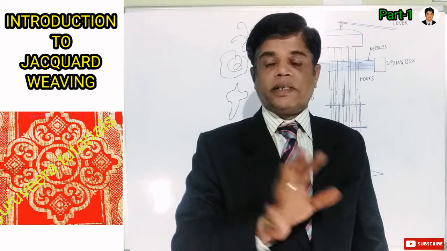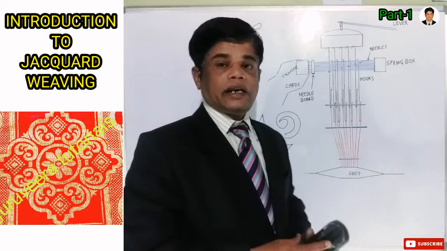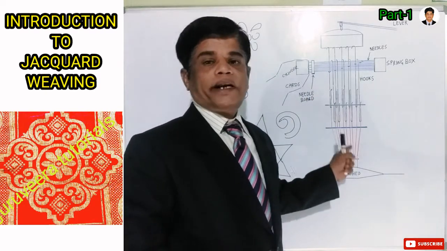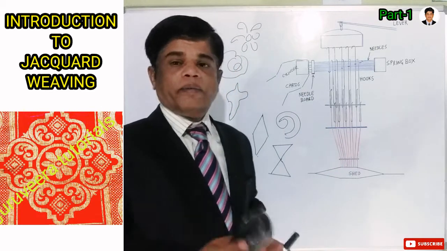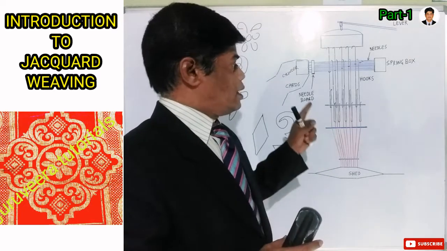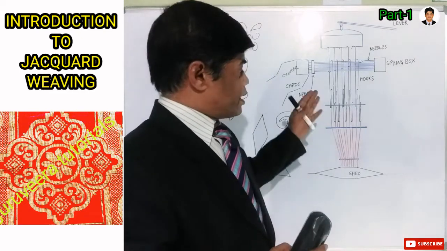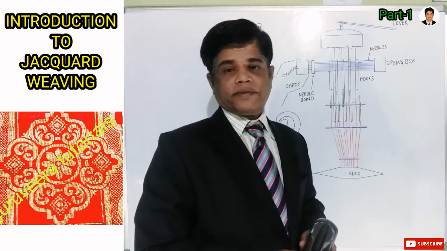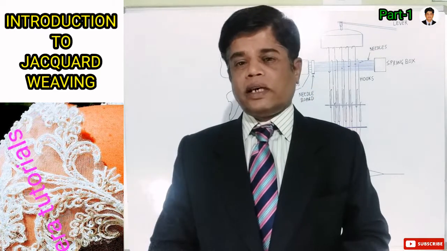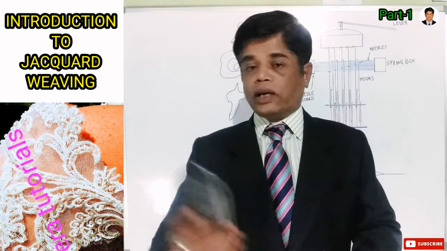Whatever illustration is here, that line diagram is illustrating the Jacquard machine, how the Jacquard machine is operating. This Jacquard machine was invented by Mr. Marie Jacquard, and he put a lot of effort into it. There is a story there, but I don't want to tell the story in this video clip. Please refer to the textile books; you can get the story behind the invention of the Jacquards. I'll come to the topic.